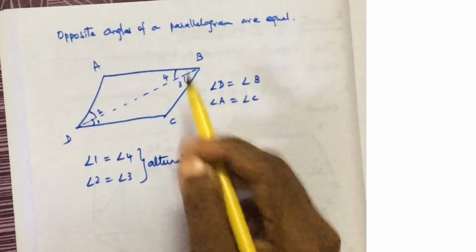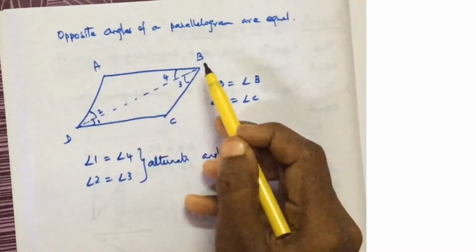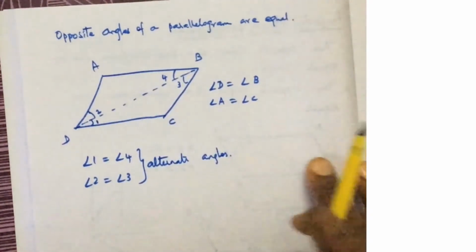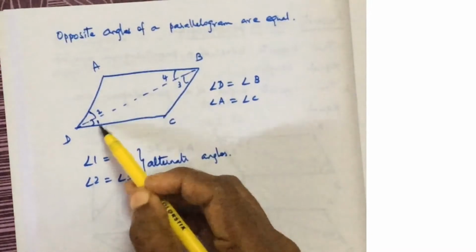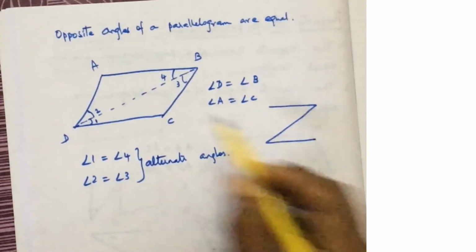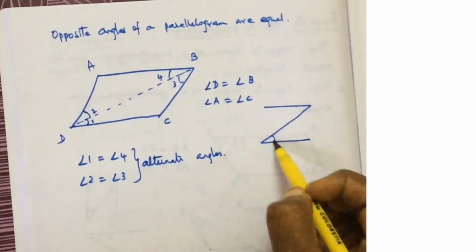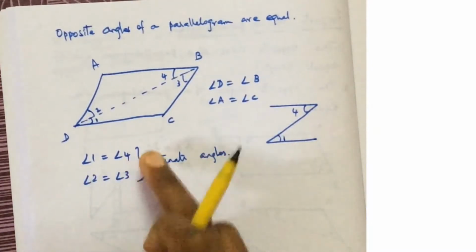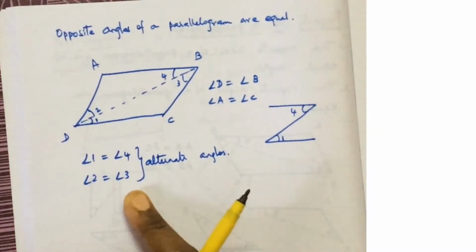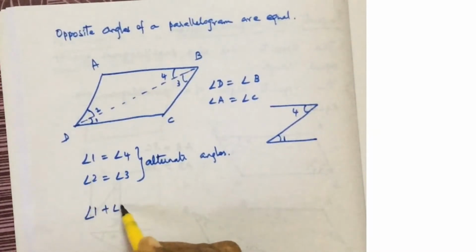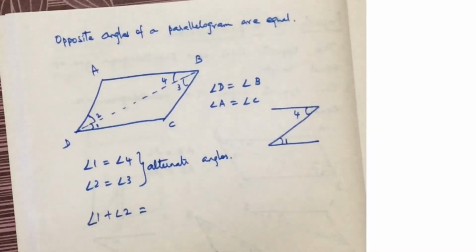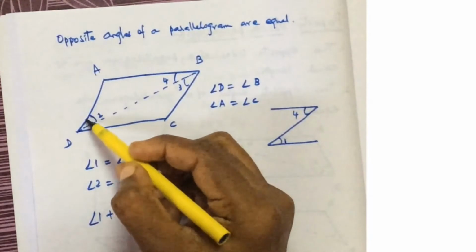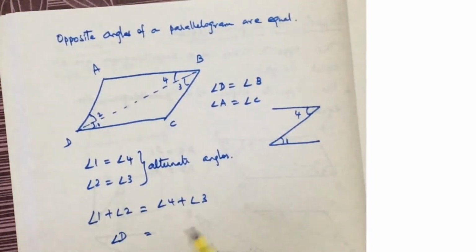The same thing. What we mean by opposite angles is angle D is equal to angle B and angle A is equal to angle C. These are opposite angles. That we have to prove. Already we know that angle 1 equal to angle 4 because it is like this. If you take this Z shape and this is angle 1 and this is angle 4, these are alternate angles. So angle 1 is equal to angle 4. Similarly, angle 2 is equal to angle 3. Now I am adding angle 1 plus angle 2. Angle 1 plus angle 2 can be written as angle 4 plus angle 3. What is angle 1 plus angle 2? This total angle from here to here is angle D, that is equal to angle B.